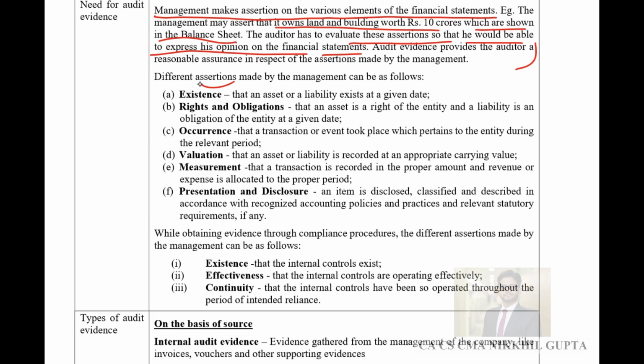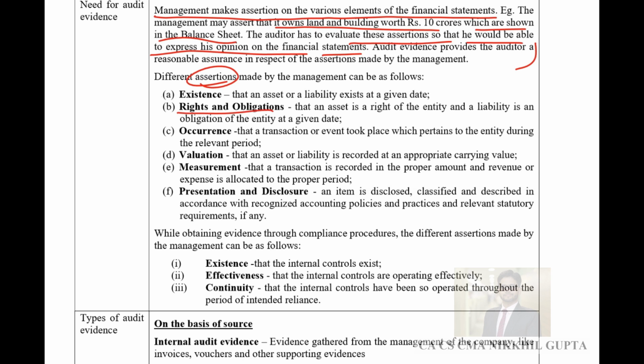Now we'll tell you about what are the different assertions made by the management, what kind of claims are made by the management. Number one, existence. The management will say that my assets exist. They are not bogus assets. They are not just on paper assets. They actually exist. So existence of assets and liabilities is the first claim that is made by the management.